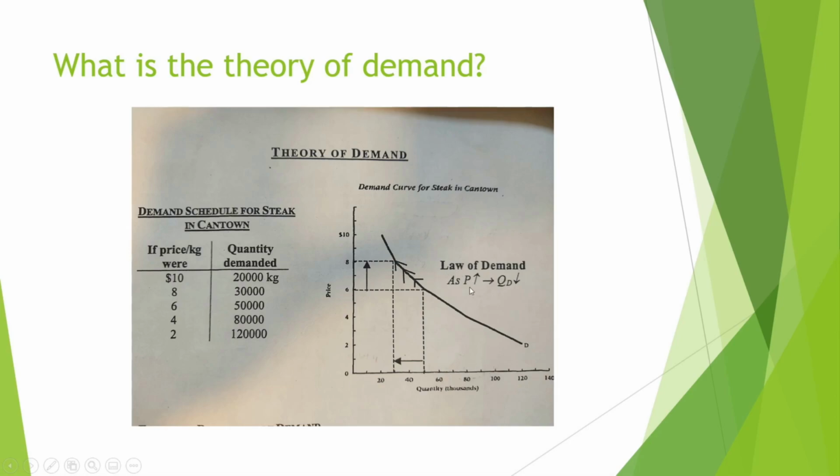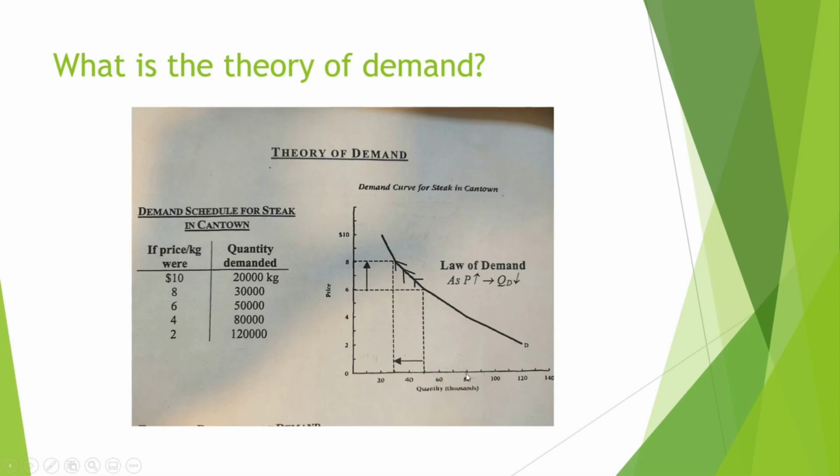As you can see here, as the P goes up, the QD goes down. What that means is, as the price increases, the quantity demanded goes down. I know I explained there's a difference between an increase in demand and an increase in quantity demanded. Quantity demanded changes only when the price changes. Whether the price goes up or down, it's a movement along the demand curve. The demand curve itself does not move.